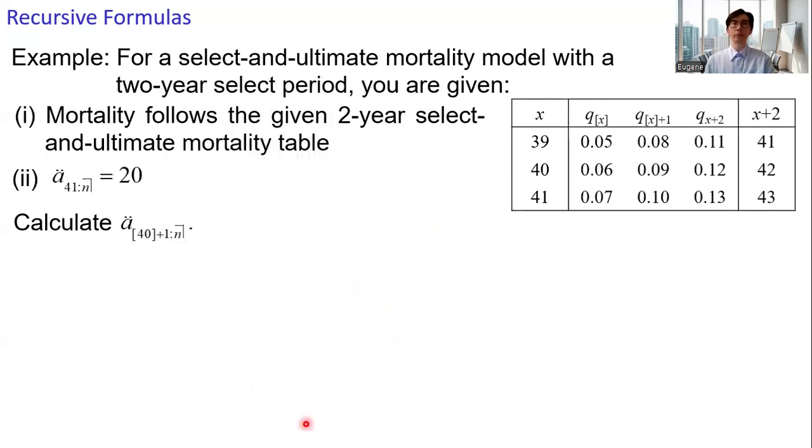Another example. Again, a select and ultimate mortality model. And here we have a 2-year select period. Given the mortality table, and then for standard life, ä_41:n is 20. We want to calculate the corresponding ä at select age [40] plus 1.